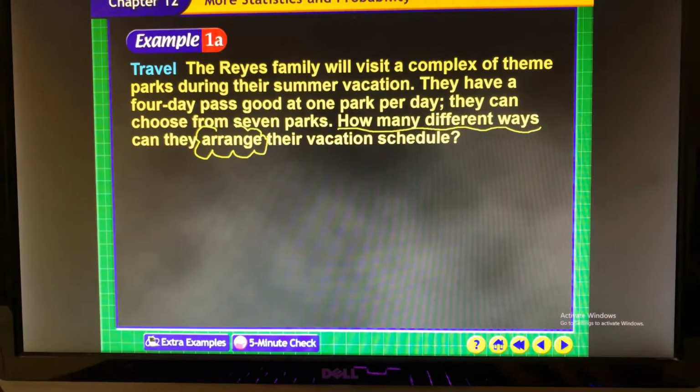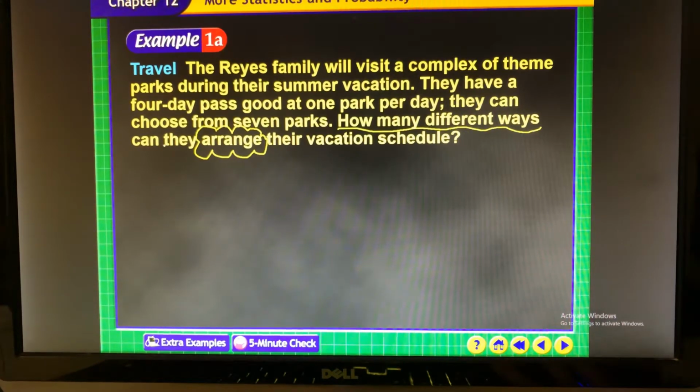When we did total outcomes, it was just how many different ways could you get your ice cream, or how many different ways could you order your sandwich. It didn't say how many different ways can they arrange. Because when it says the word arrange, then I'm talking about a permutation where the order matters. Because I want you to think about it.